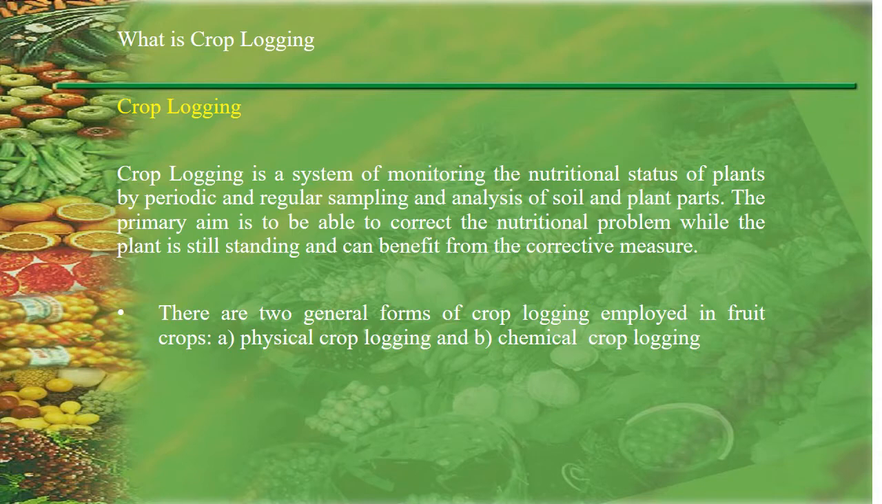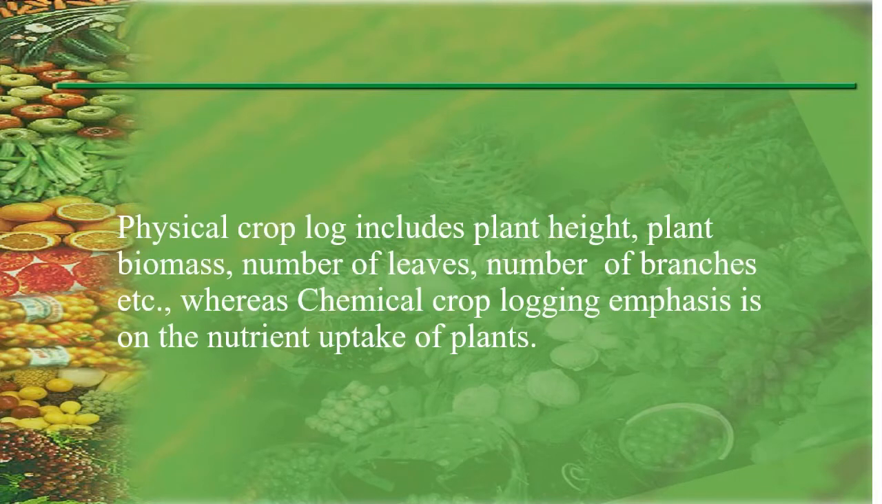There are two general forms of crop logging employed in fruit crops: physical crop logging and chemical crop logging. Physical crop logging includes plant height, plant biomass, number of leaves, number of branches, etc., whereas chemical crop logging emphasis is on the nutrient uptake of plants.